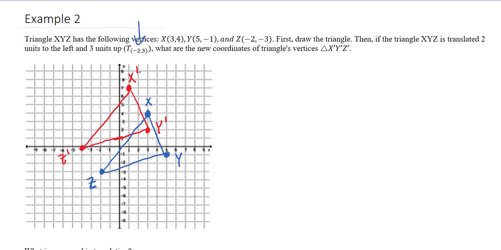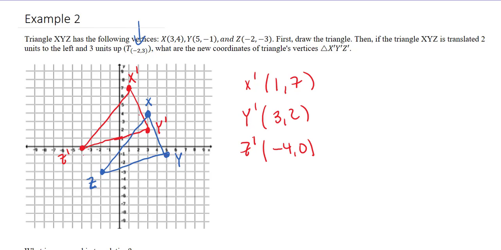Now, what are the new coordinates? X prime is going to be 1 and then 7. What's Y prime? Over 3, up 2, so (3, 2). And Z prime is just going to be (-4, 0).